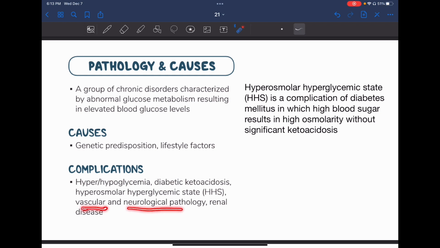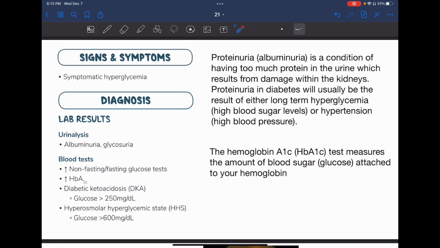Vascular and neurological pathology: because of higher sugar, higher glucose, the vessels and the neurons cannot work properly. And the renal diseases, exactly because of the higher amount of glucose. Signs and symptoms, it's symptomatic hyperglycemia.